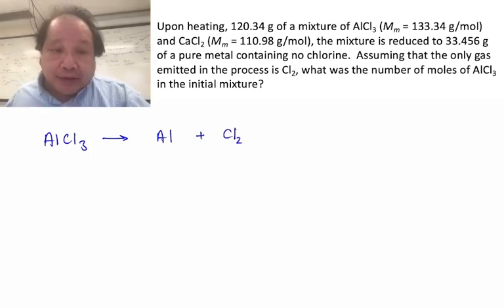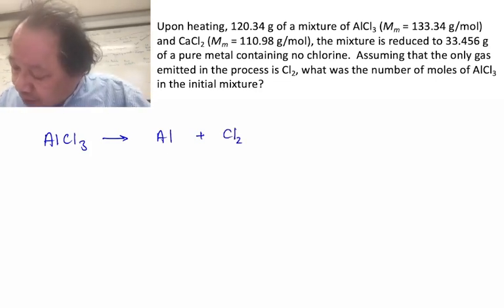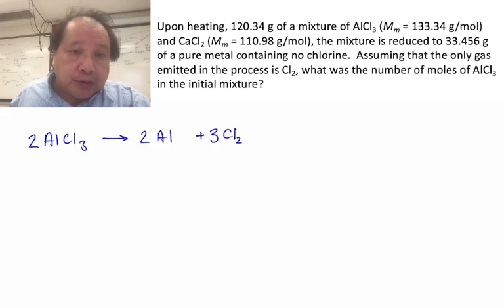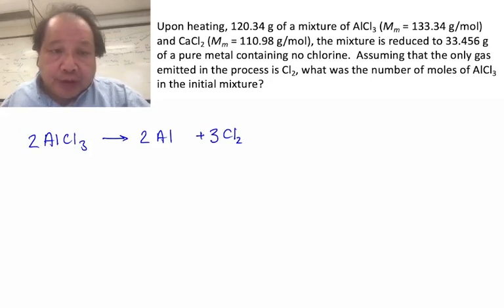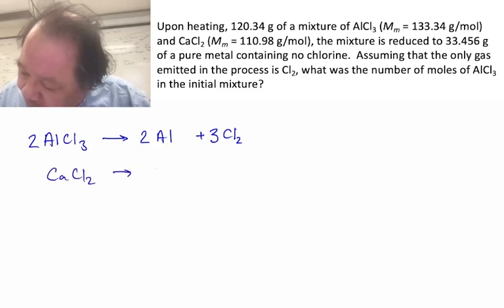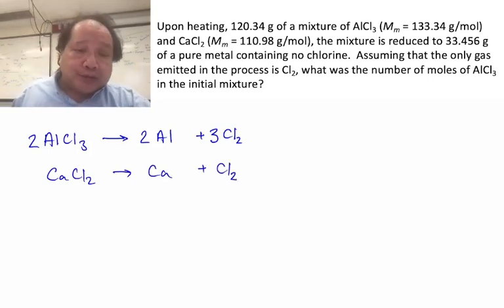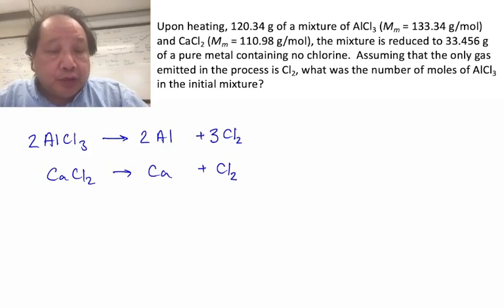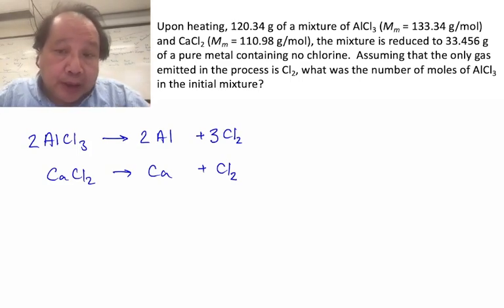We'll want a balanced chemical reaction, so that will be as written. And we have calcium chloride, which is turning into calcium metal plus chlorine, and that's balanced as written. Now, I've written this as two separate reactions, and that's important.